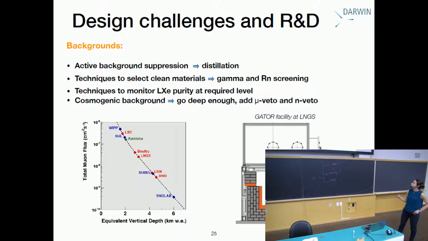For the cosmogenic background, we will need to decide where we place the detector, as we need to go deep enough to get rid of the muons, and right now, we are here in LNGS. This is one option, but also the size of Darwin is maybe more suitable for other places. We need to decide about this.